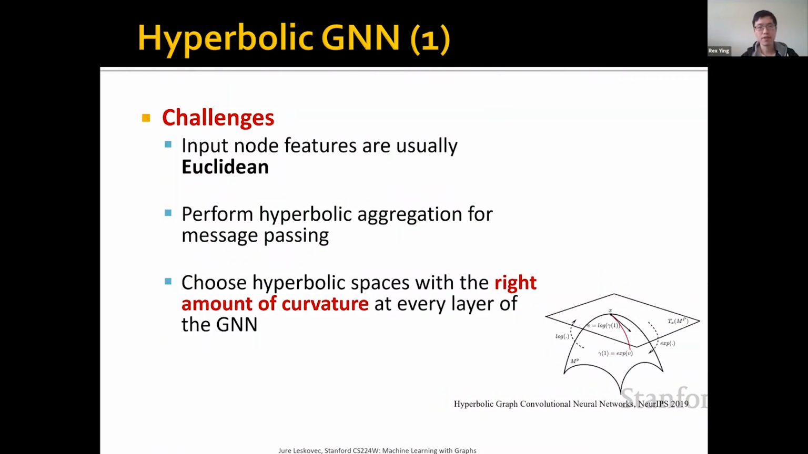So given all these preliminaries, we can now introduce the hyperbolic GNN. The main challenge that we are focusing on here is that input features are usually Euclidean, but we want to map them to the hyperbolic space to compute the node embedding on the hyperbolic space. The second challenge is that we need to perform aggregation in the hyperbolic space so that we can perform message passing. And the third challenge is that we do not know what is the right amount of curvature for the hyperbolic space that can perfectly embed the graph. So this is also something that we need to learn in the meantime.